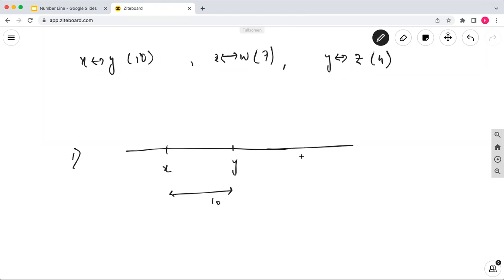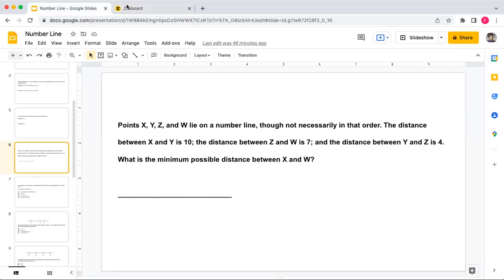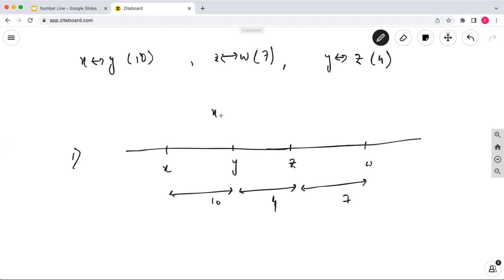Let's look at both of these scenarios. If z is on the right side of y and the distance between is 4, the last thing is the distance between z and w is 7. Let's see all of the scenarios to build the concept. If w is on the right side of z, this is 7. The question asks for the minimum value for x and w. What is the value for x and w in this scenario? So 21, that is the maximum. The minimum is 7.